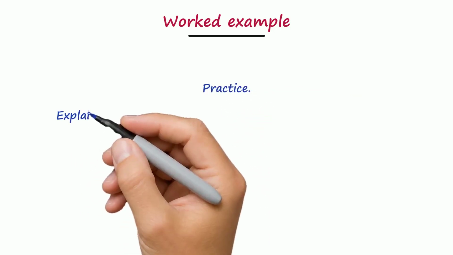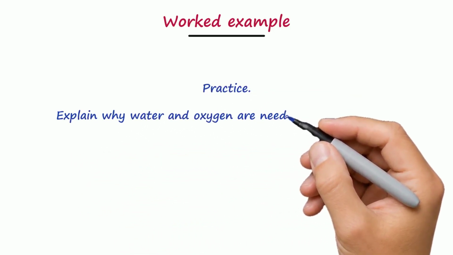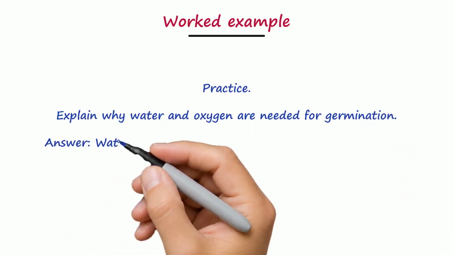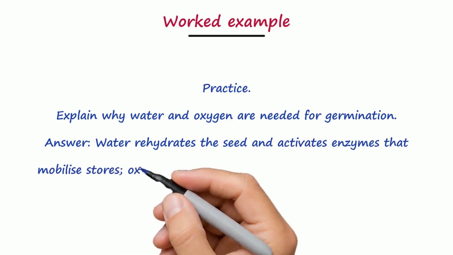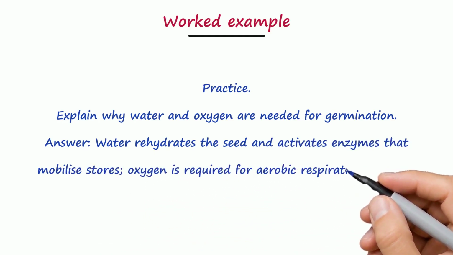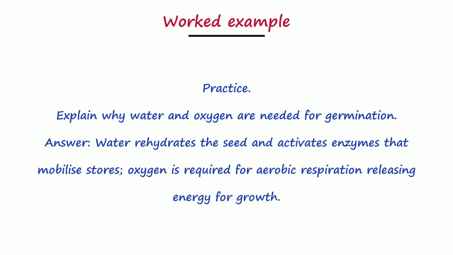Practice. Explain why water and oxygen are needed for germination. Answer. Water rehydrates the seed and activates enzymes that mobilize stores. Oxygen is required for aerobic respiration, releasing energy for growth.